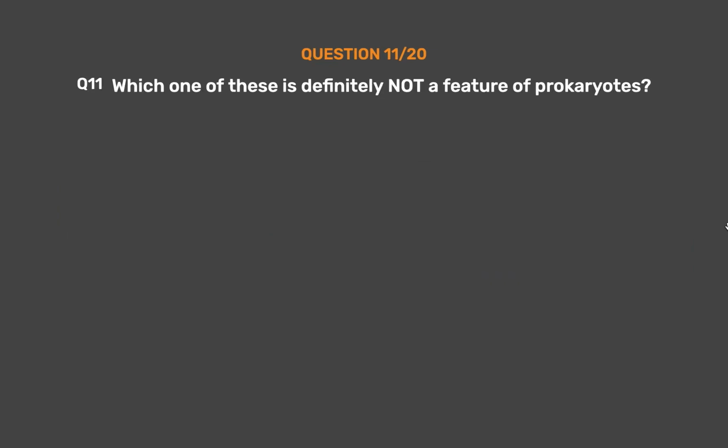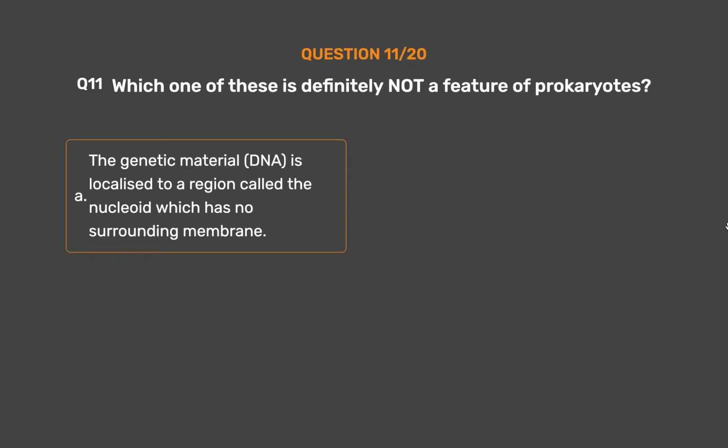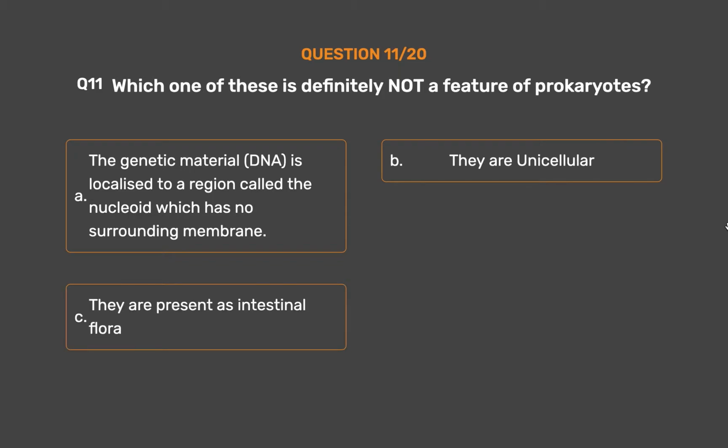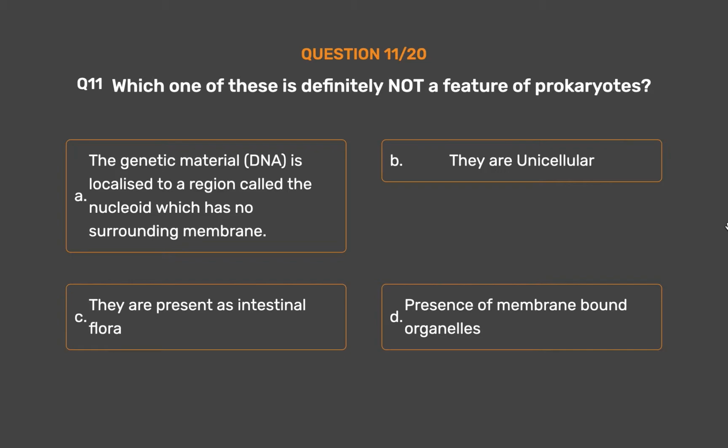Question number 11. Which one of these is definitely not a feature of prokaryotes? Option A, the genetic material, DNA, is localized to a region called the nucleoid which has no surrounding membrane. Option B, they are unicellular. Option C, they are present as intestinal flora. Option D, presence of membrane-bound organelles.